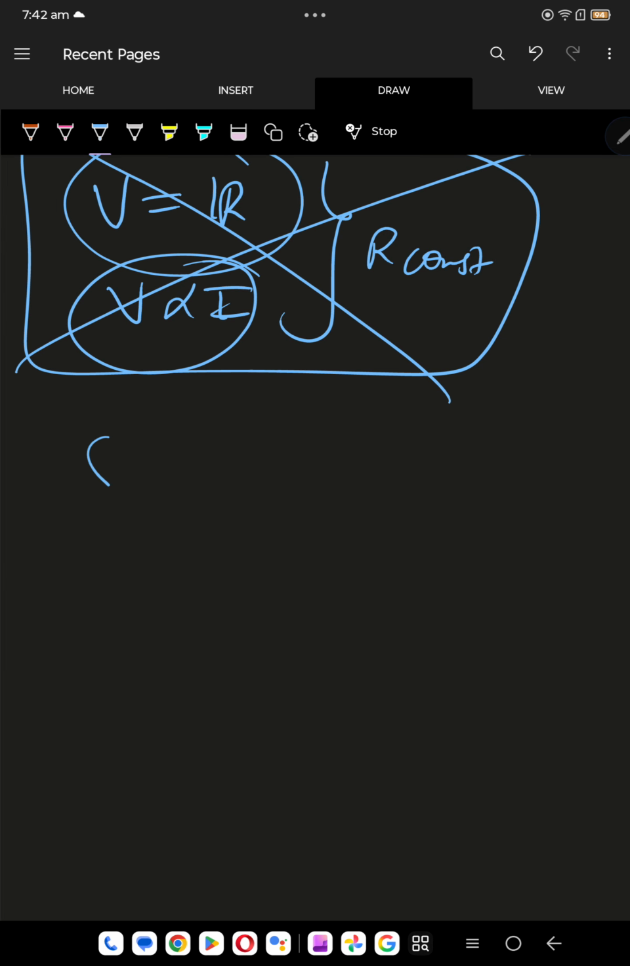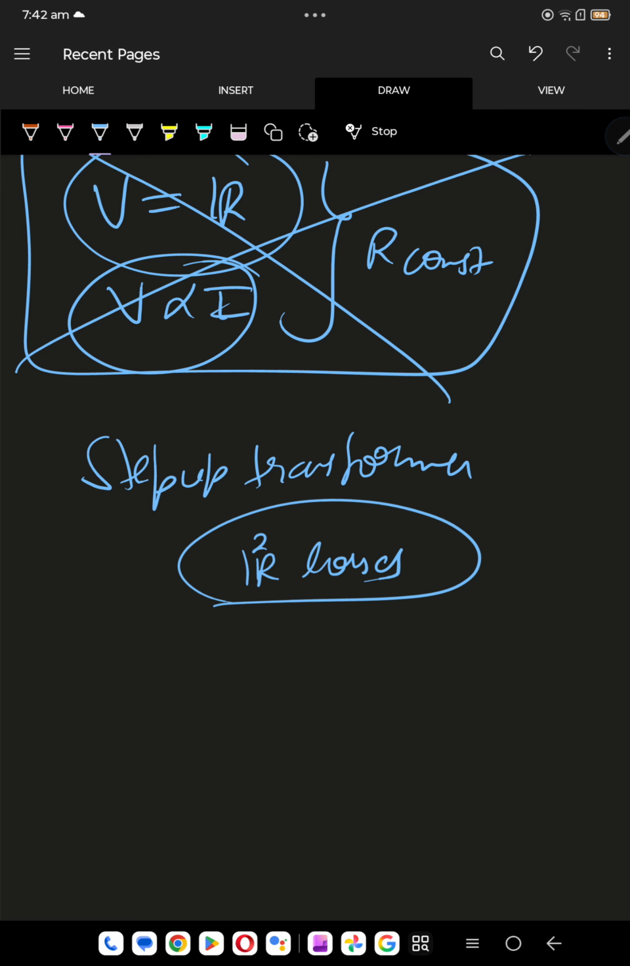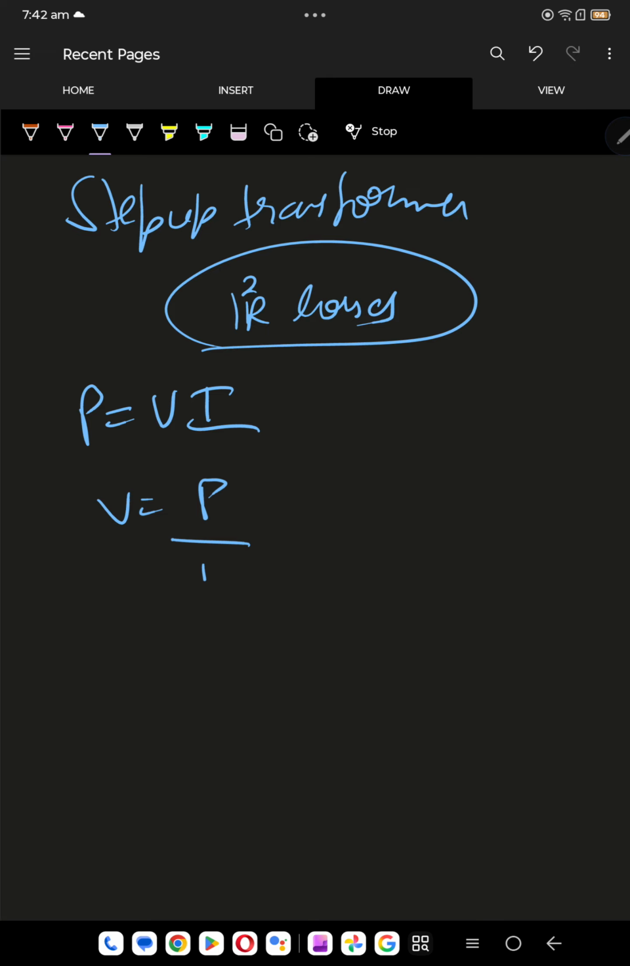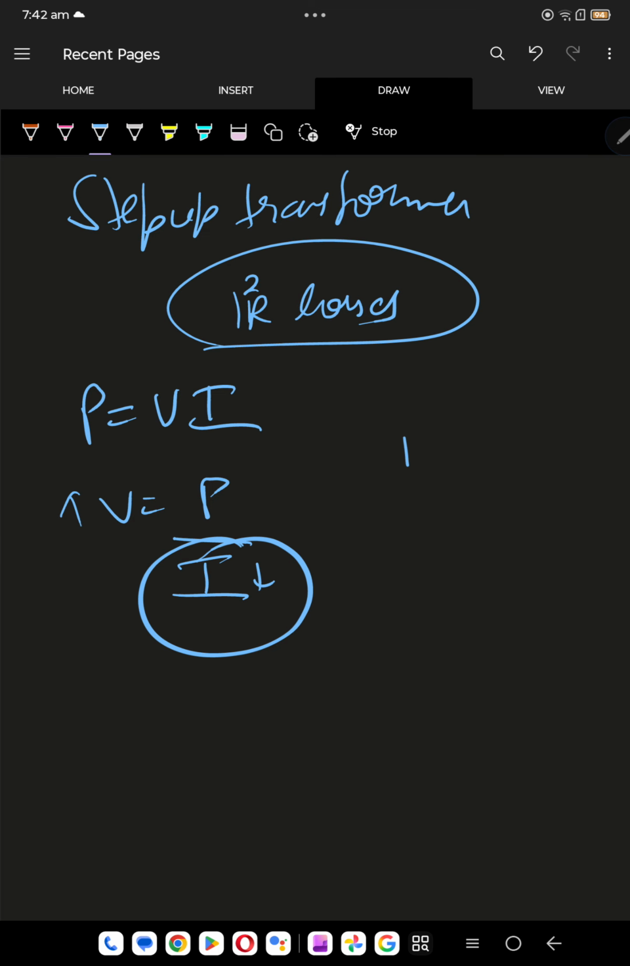So why are we using a step-up transformer? It is basically to reduce the I squared R losses. Look at this relation now. We know P equals VI. Now V equals P by I. This formula clearly shows that if you increase V, I will decrease. Why are we decreasing I? Because if I is less, then I squared R is also less, obviously.